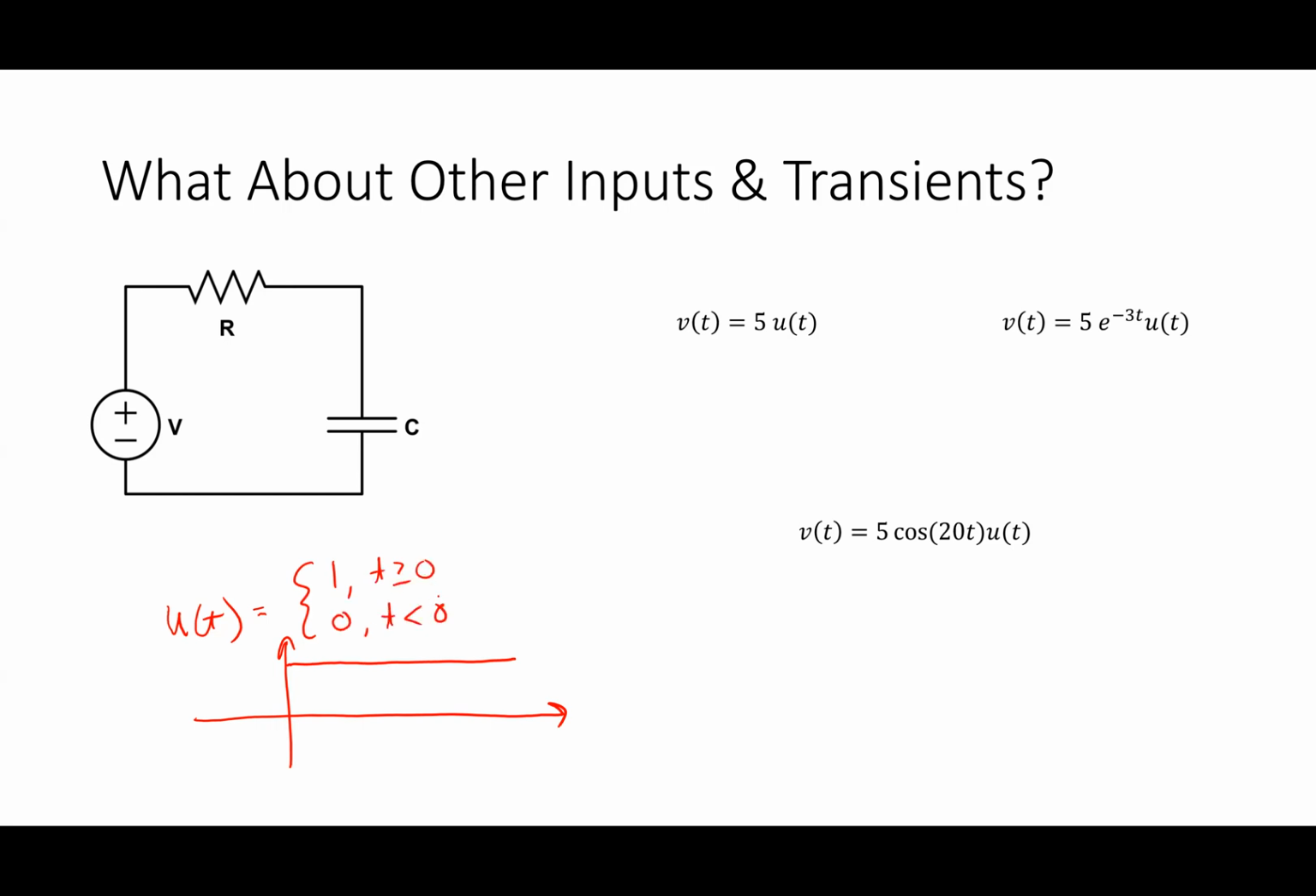And so all of the inputs that I'm going to talk about here are inputs that we turn on at t equal to 0. That's what that's saying. So if the input voltage v of t is 5 cosine 20t u of t, what would that look like? What does this v of t look like here?